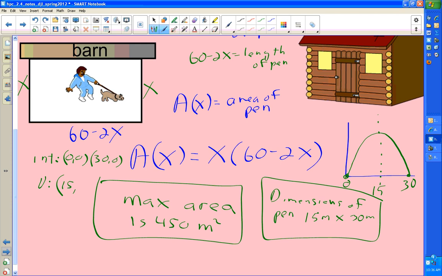That's not going to fly. Do not write 15 by 30. You need to say the dimensions of the pen are 15 meters by 30 meters. If you do not have meters, you'll get marked down. And I'm telling you all this just in full disclosure.